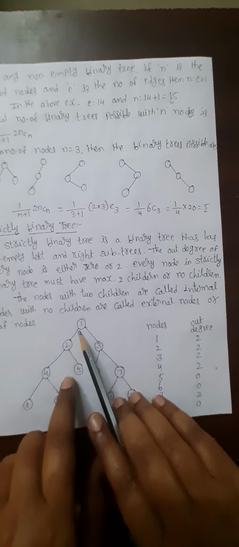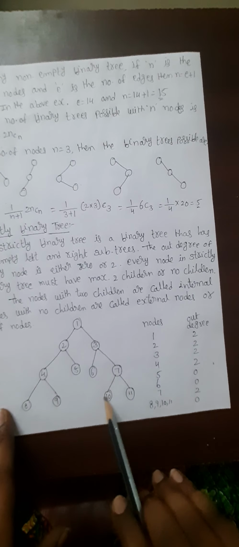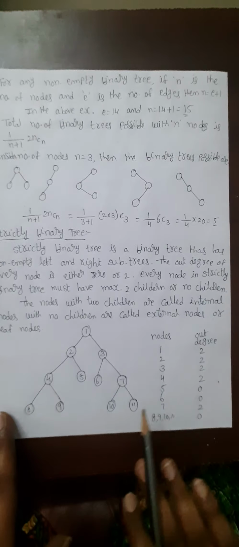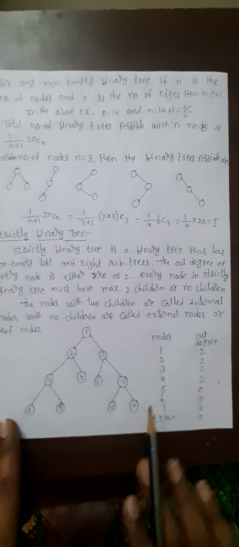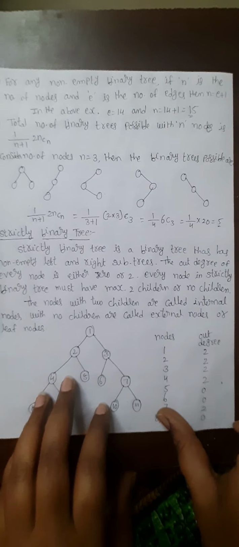And here the nodes with 2 children, that is 1 has 2 children, 4 has 2 children and 7 has 2 children, these are called the internal nodes, and the remaining nodes like 5, 6, 8, 9, 10, 11 are called the external nodes.